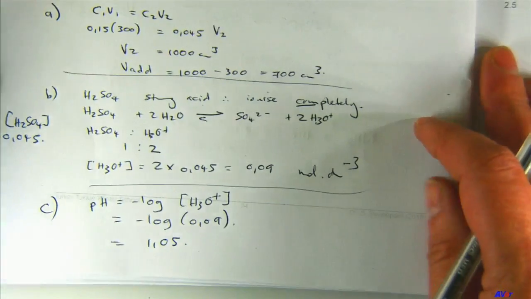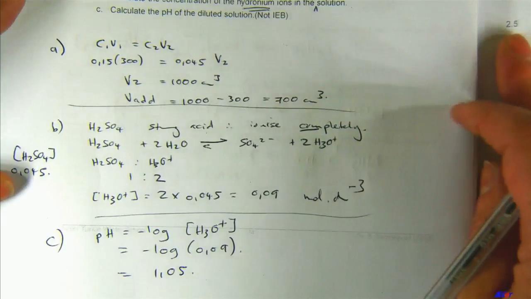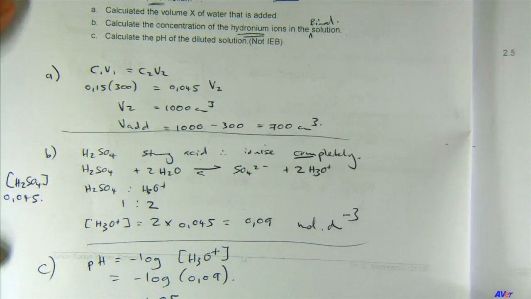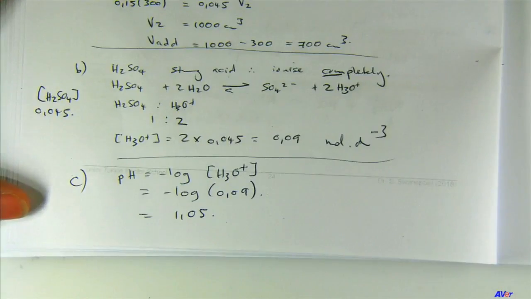Right, now this was for an acid. Let's see if you can do the same thing for a base. So you can move on to 2.4. I will leave it here if there's someone who's writing. Move on to 2.4.